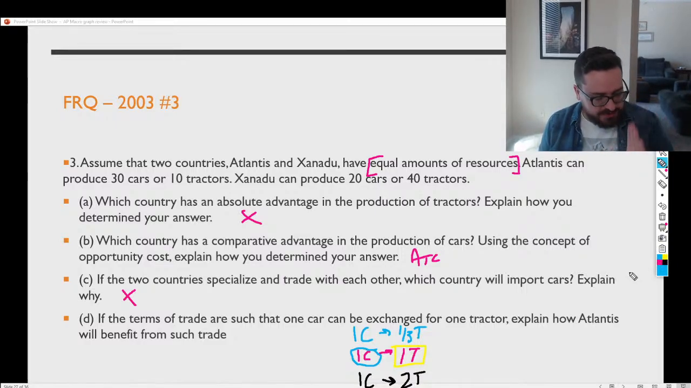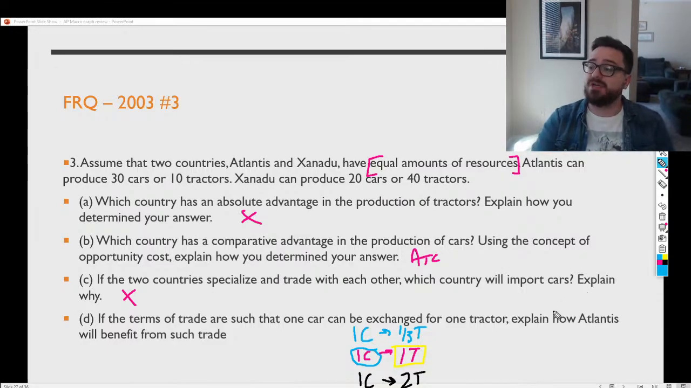Now I need to compare to the opportunity cost and see who's benefiting and why. The question technically only asks me how Atlantis is benefiting, so I only have to care about that, but I'm going to explain both. Atlantis used to give up 1 car and get back 1/3 of a tractor when they were making things on their own. Now they're giving up 1 car to Xanadu and getting 1 whole tractor, meaning Atlantis is gaining 2/3 of a tractor compared to before.